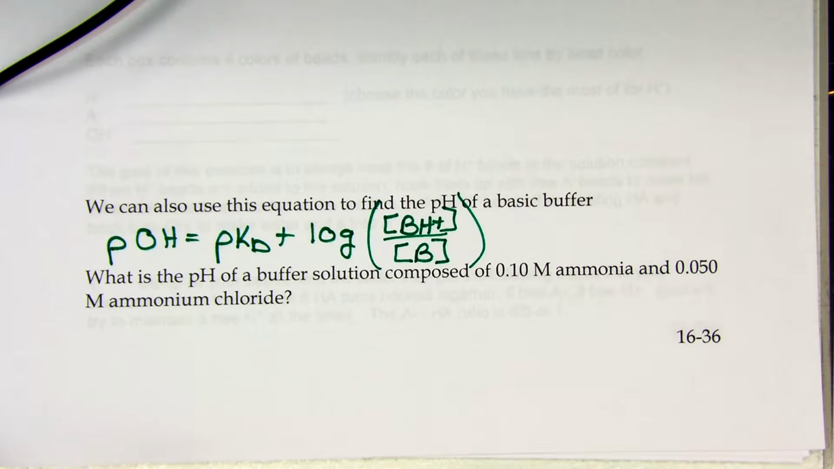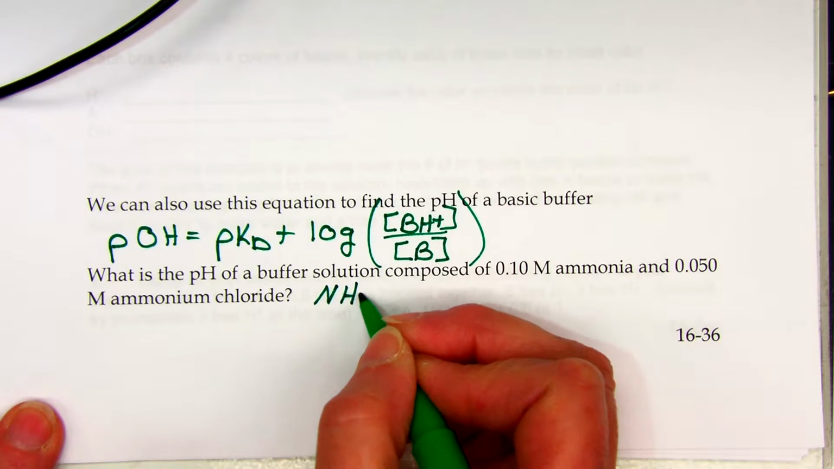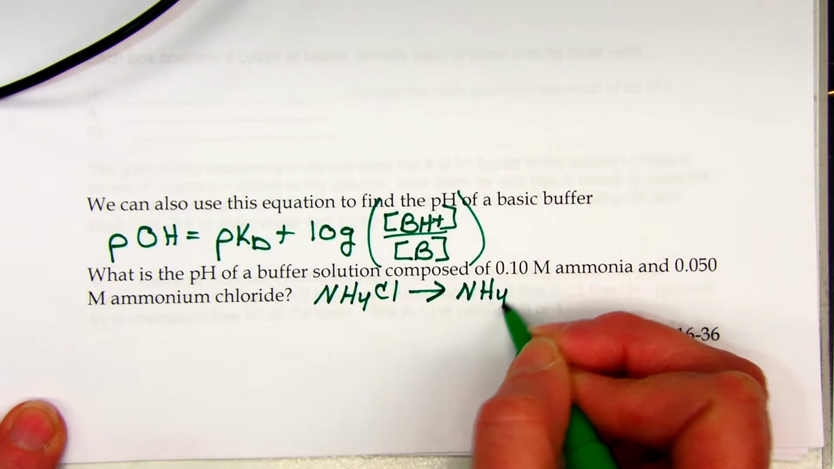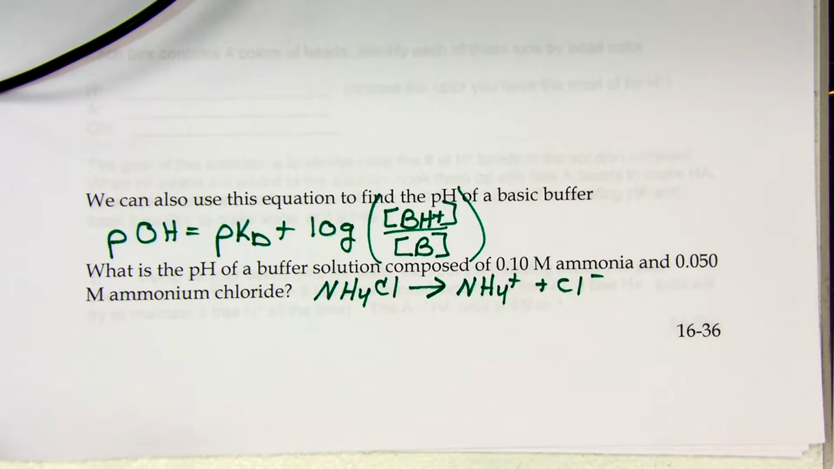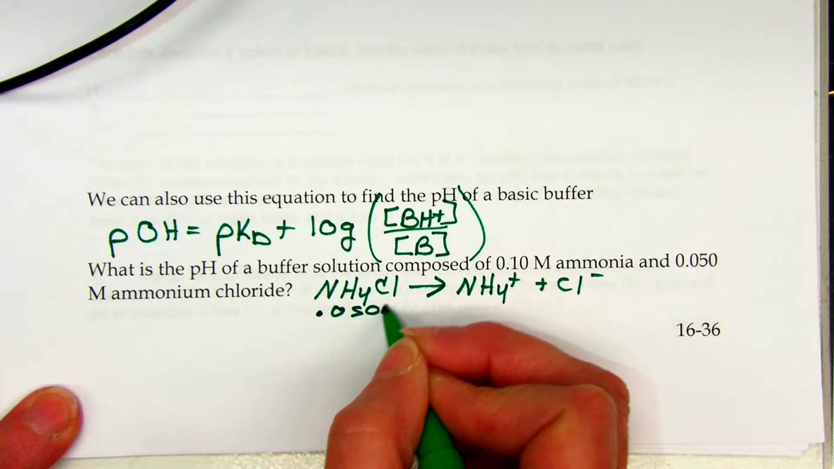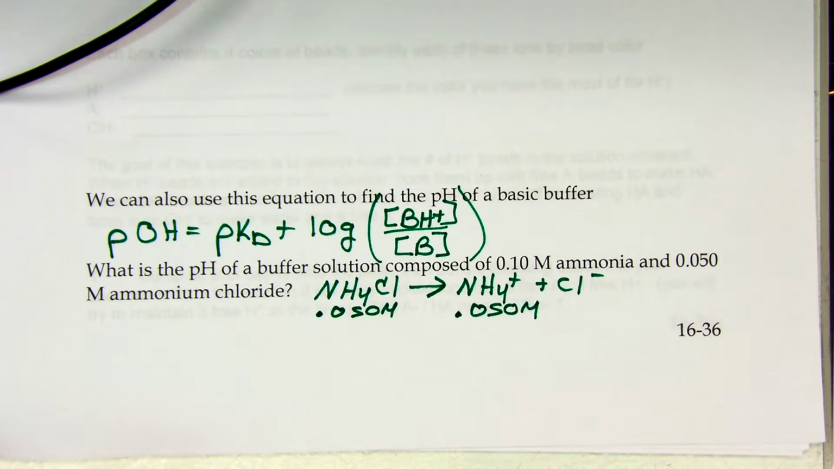What's the pH of a buffer solution containing 0.1 molar ammonia and 0.050 molar ammonium chloride? Well, ammonium chloride is a salt, and it breaks down into its ions in solution, the ammonium ion and the chloride ion. What effect does the chloride ion have on pH, class? None, because it's the conjugate base of a strong acid. So if I have 0.050 molar ammonium chloride, I have 0.050 molar ammonium ion, which is my BH+.